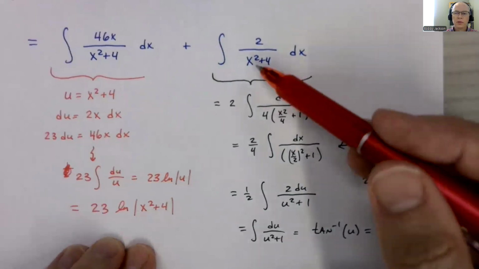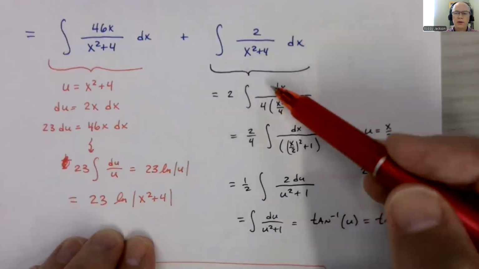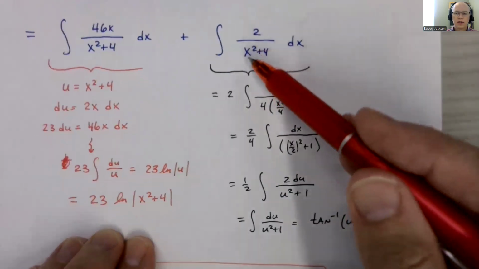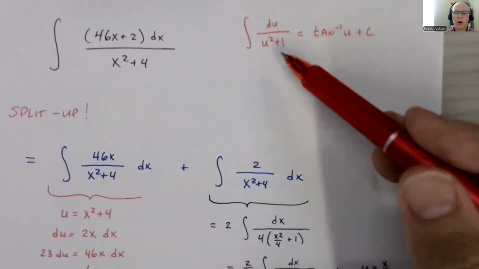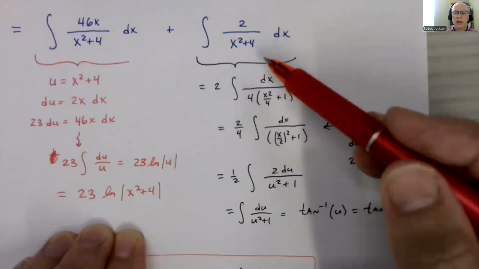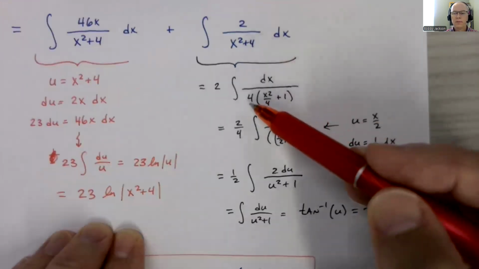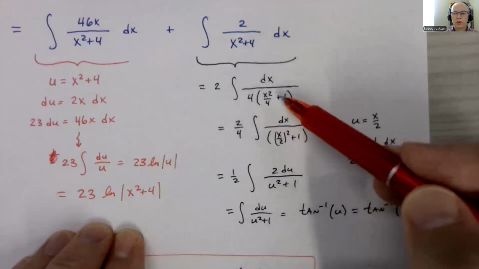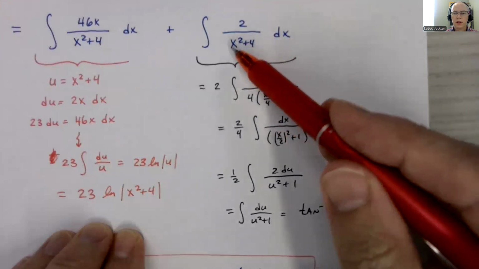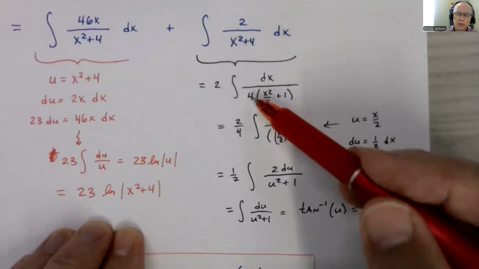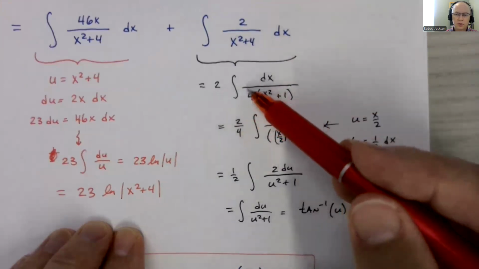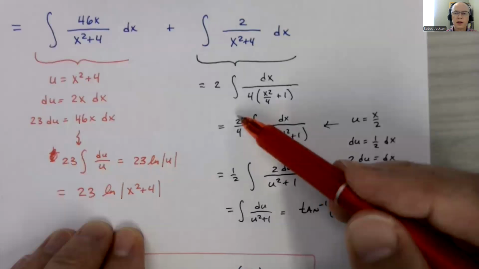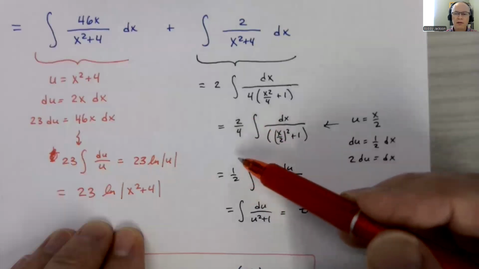Over here, like we said, we'll pull that 2 out. And now this integral, what's left, 1 over x squared plus 4, we'll evaluate this way, but I need to get a 1 here. How do I get a 1? I factor out a 4, which leaves me x squared over 4 plus 1 in the denominator. And then I'm going to pull this 4 out. It's in the denominator, so it's really 1/4. Pull 1/4 out, I get 2/4, which will be a half.